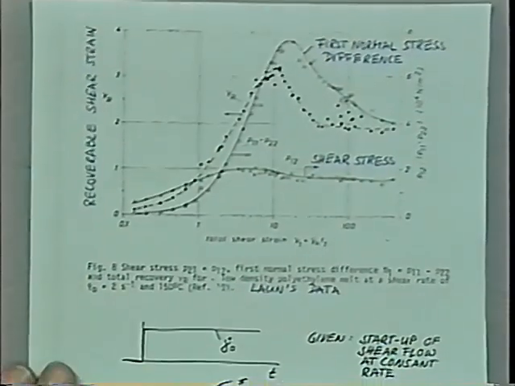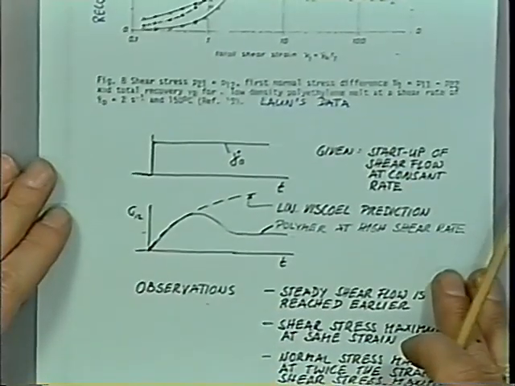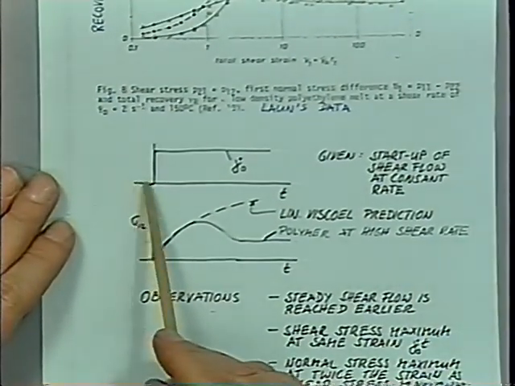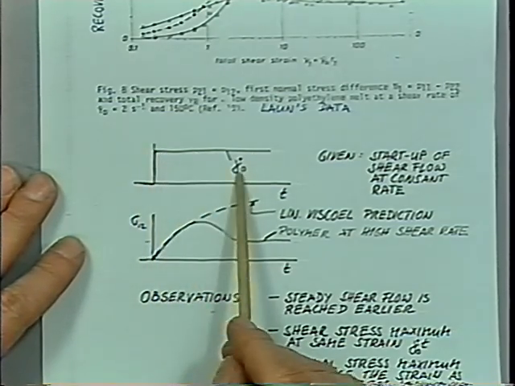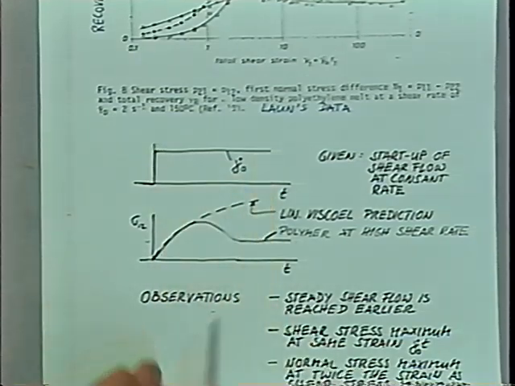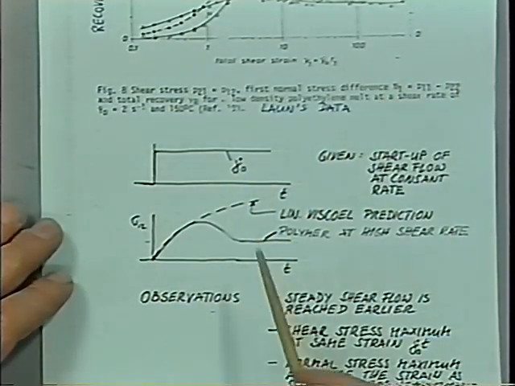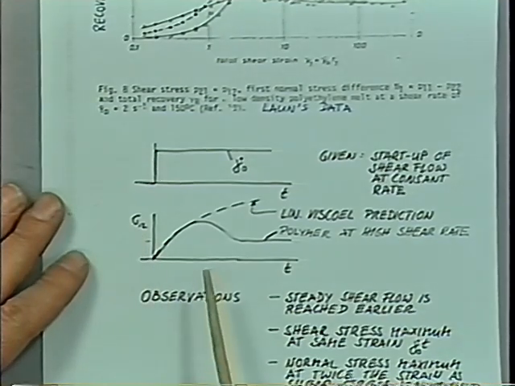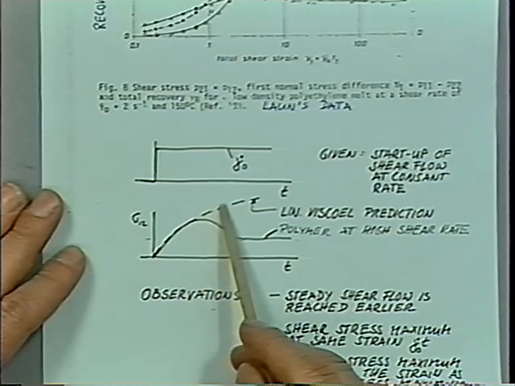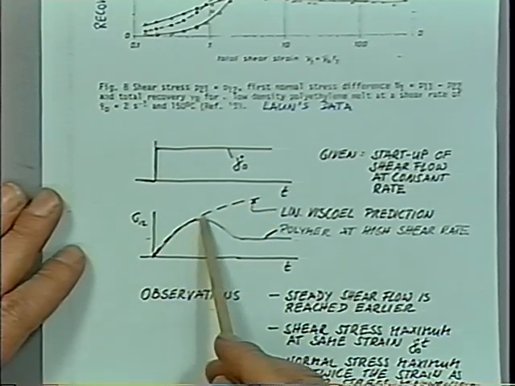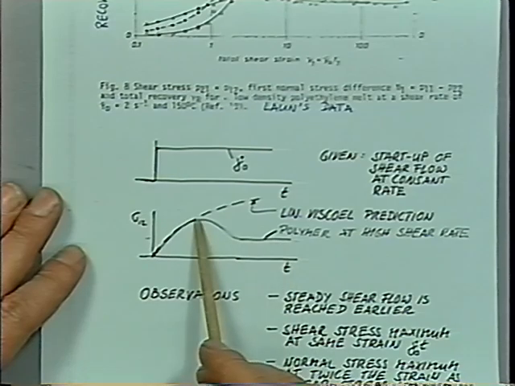Laun gives also data about the startup of shear flow. So far we only looked at step strain in the moment. Now what happens if we turn on the rheometer? Rheometer is filled with our sample. The shear rate is put to some constant value, and it's kept, so the material really keeps being sheared, and the stress response is measured. The shear stress will increase, and at very low rates it would keep increasing, but at higher rates it goes to a maximum and then levels off. That's the so-called overshoot.